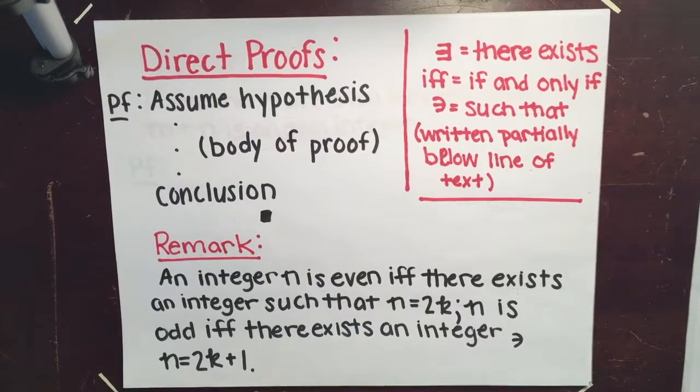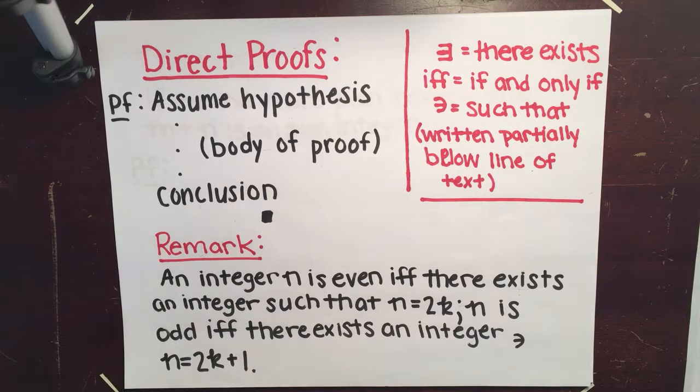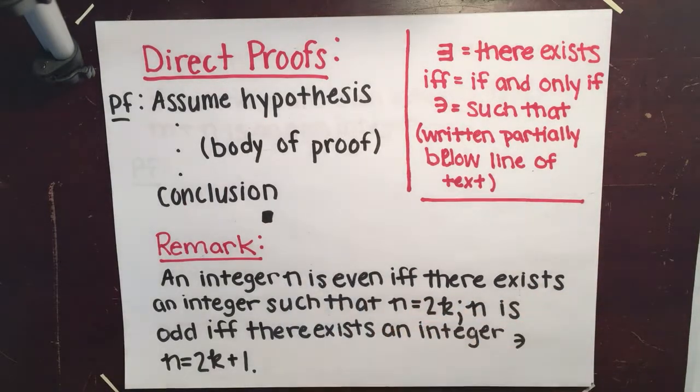Hello and welcome back. This video is going to be on direct proofs, and it's going to be the first of a 3 or 4 video series on how to do mathematical proofs. A direct proof is where you are given a hypothesis and a conclusion, and you are asked to prove the theorem in either a direct proof or an indirect proof. It depends on what is being asked for, but this video is on direct proofs only.